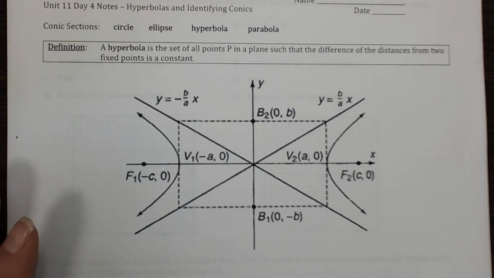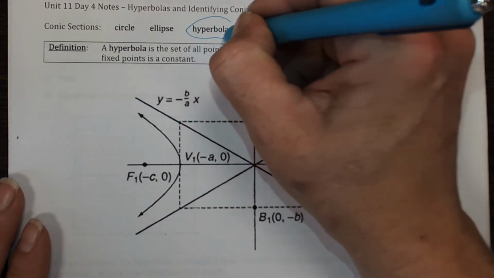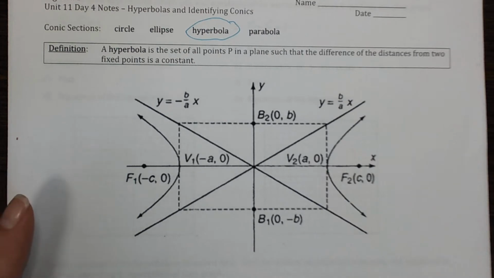All right, today we are talking about our final conic. We are talking about hyperbolas today. A hyperbola is a set of all points in a plane such that the difference of the distances from the two fixed points is a constant. Okay, so again, here's kind of what your picture looks like.